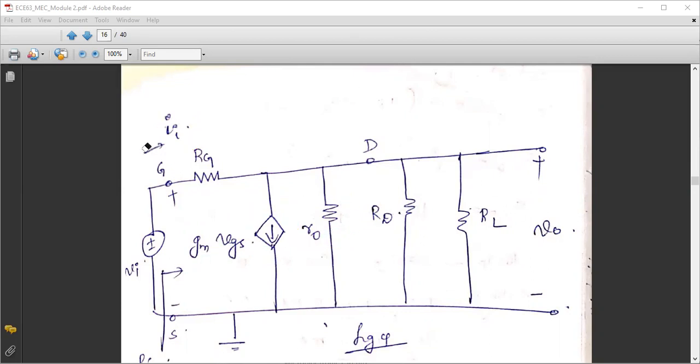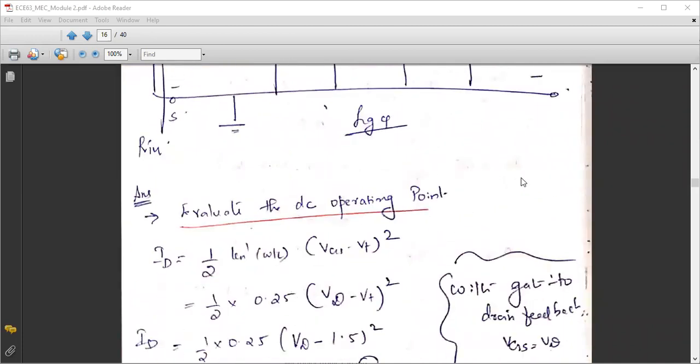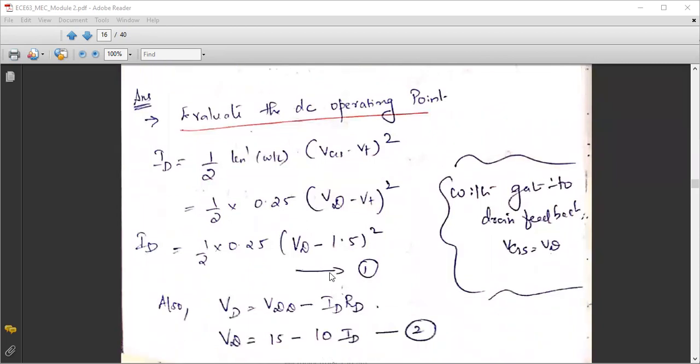To find the gain, we know that we have to find the drain current ID. For that, we will write the equation first, and this is the equation that we got. In fact, VGS is equal to VD. Yesterday I explained why VGS is equal to VD, because the potentials at the gate and drain terminals are equal.